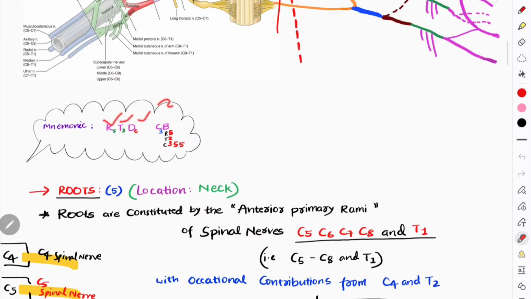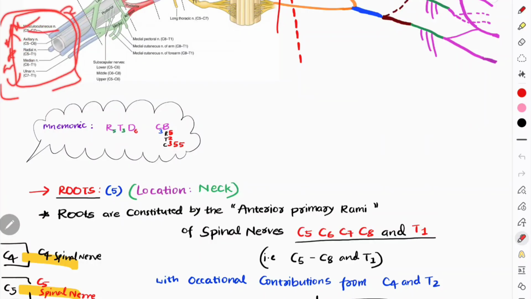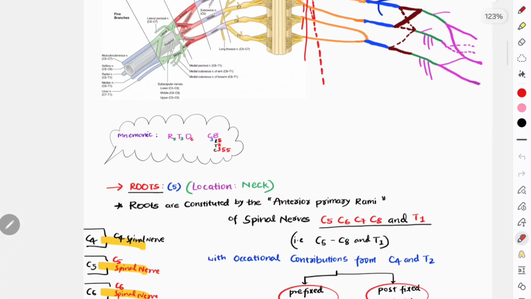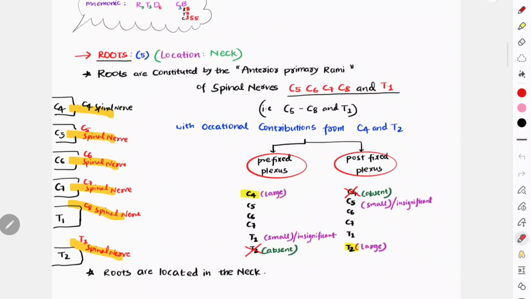So they make RTDCB: 5 roots, 3 trunks, 6 divisions, 3 cords, and the branches. There are many branches, so that's why I have written RTDCB 5 3 6 3 5. We'll explain further. As of now, just remember the important branches: MARMU. Musculocutaneous nerve, axillary nerve, radial nerve, median nerve, ulnar nerve. So we'll discuss each individual component.